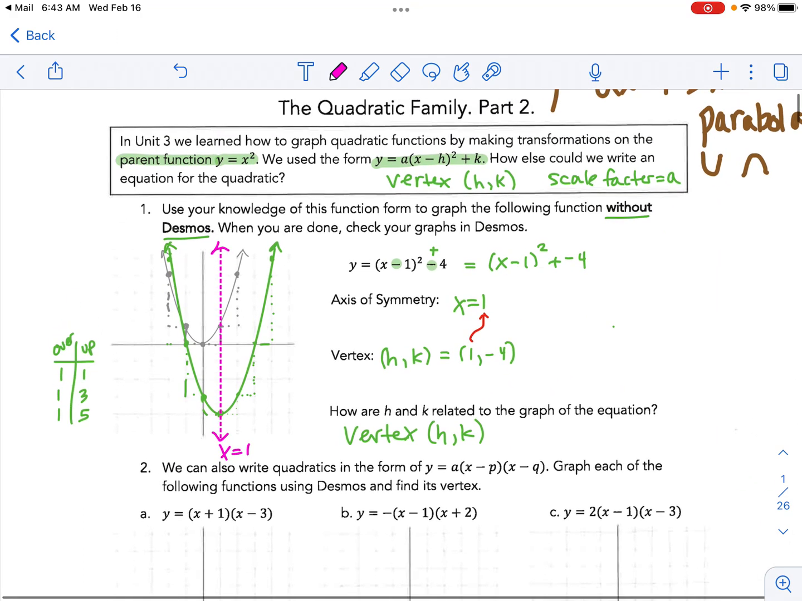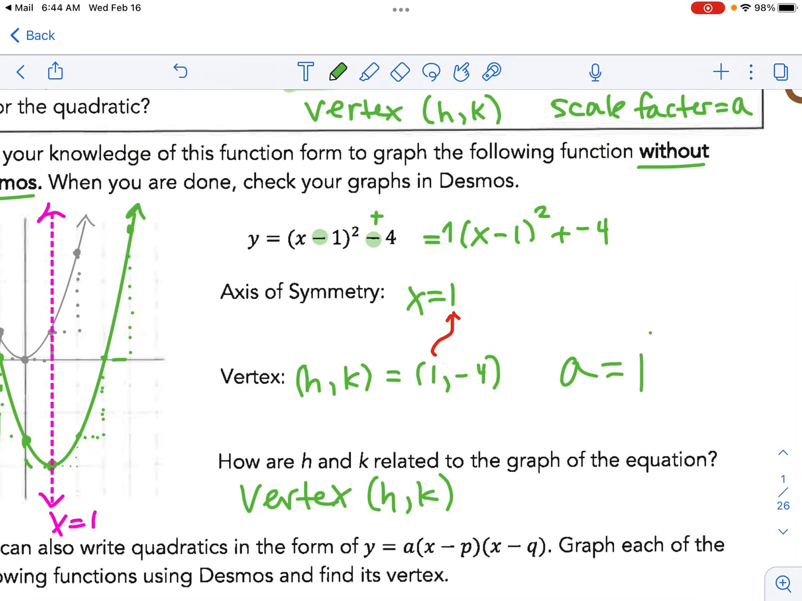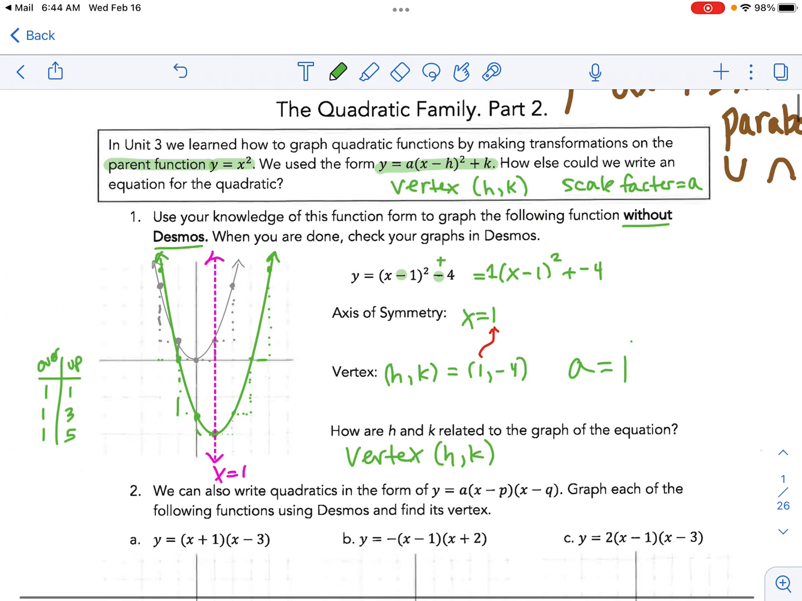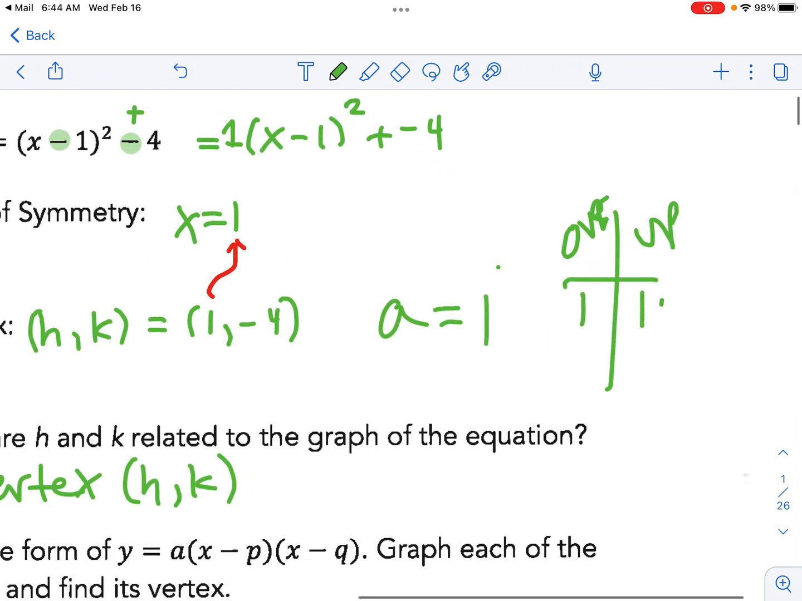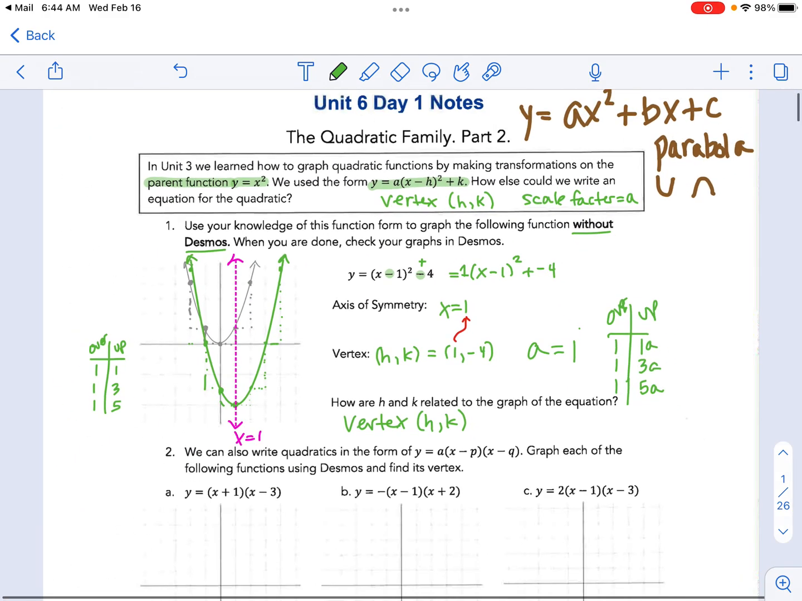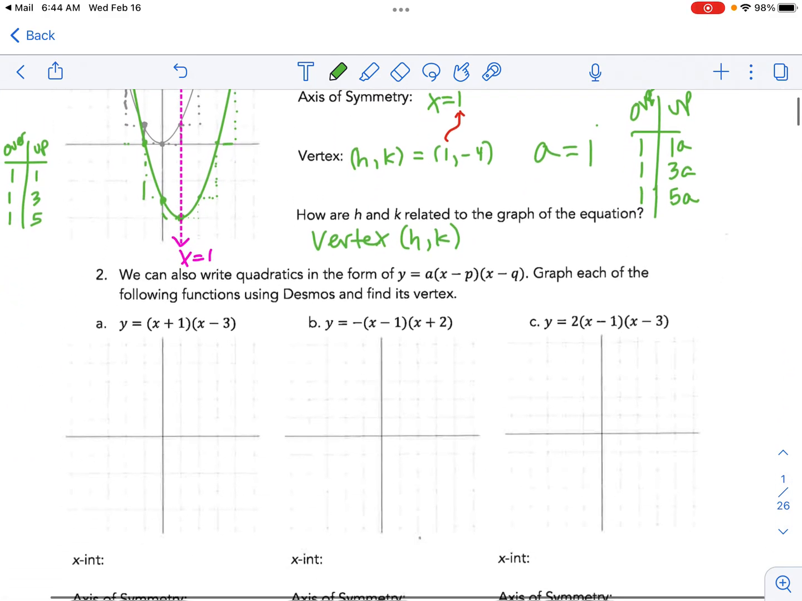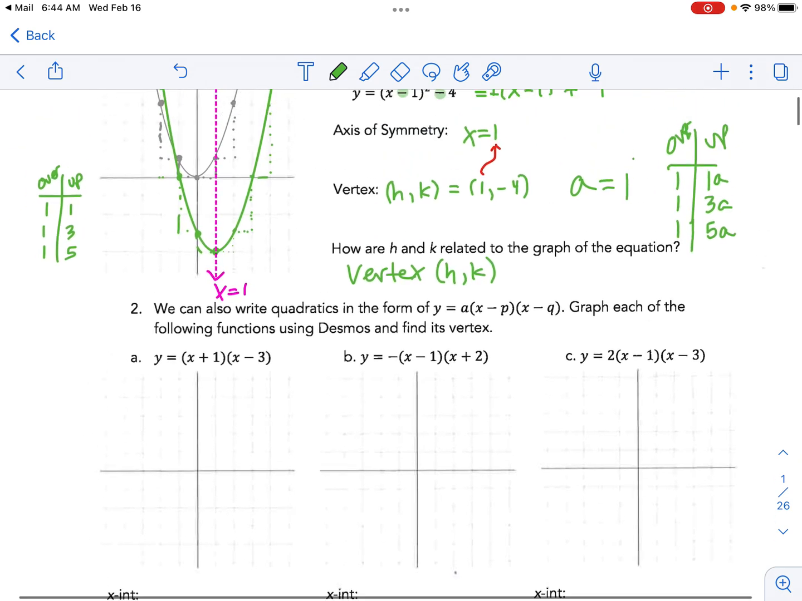Okay, so in this case, I didn't really go into the fact that our a value is 1. That's what's out front here. I'll go back and doctor that up a little bit. And that a value is what makes that movement chart over and up. Remember, that's over 1, up 1 times a, over 1, up 3 times a, over 1, up 5 times a. So that's how we got that 1, 3, 5 pattern for the graphing. So that's what we did.